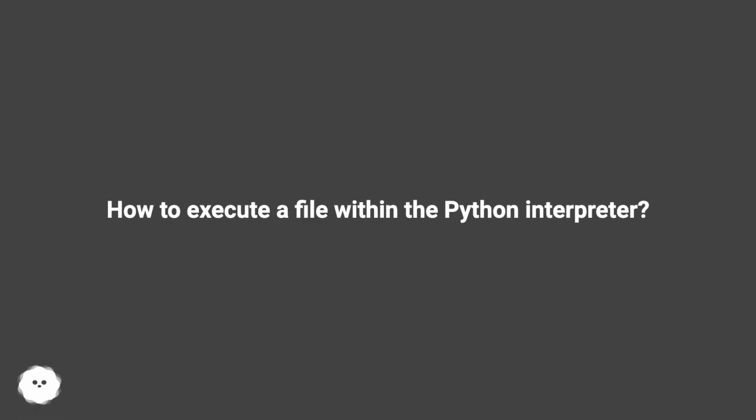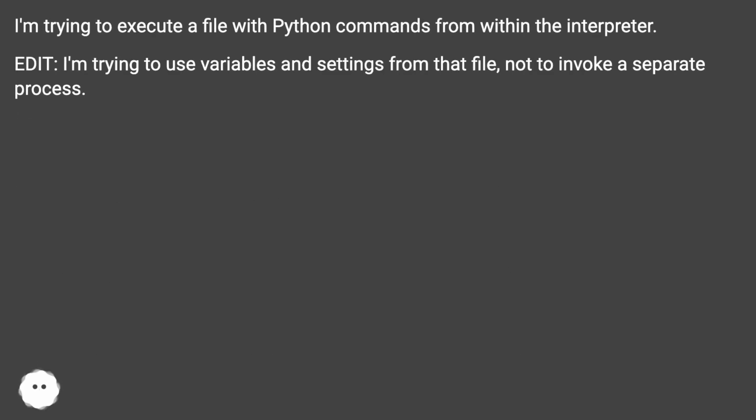How to execute a file within the Python interpreter. I'm trying to execute a file with Python commands from within the interpreter. Edit: I'm trying to use variables and settings from that file, not to invoke a separate process.